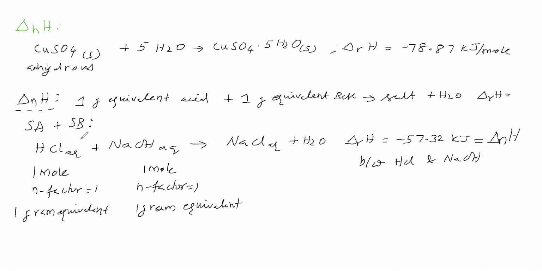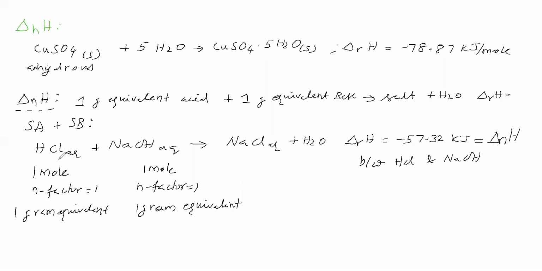Next, this HCl is dissolved in water. HCl dissolved in water means HCl will exist as H plus aqueous and Cl minus aqueous. HCl in aqueous solution will exist in the form of H plus ions and Cl minus ions. It undergoes complete ionization because it is a strong acid. Therefore, it exists in the form of H plus aqueous and Cl minus aqueous, we can say.